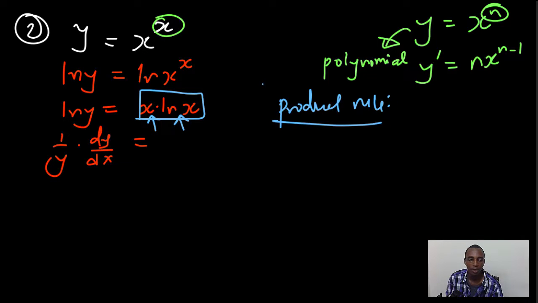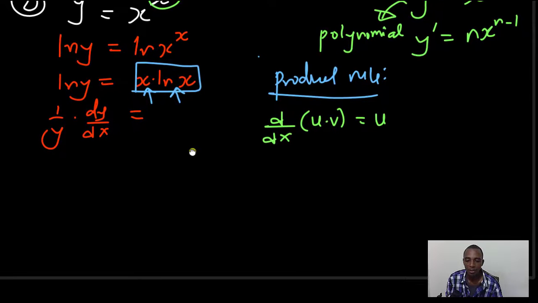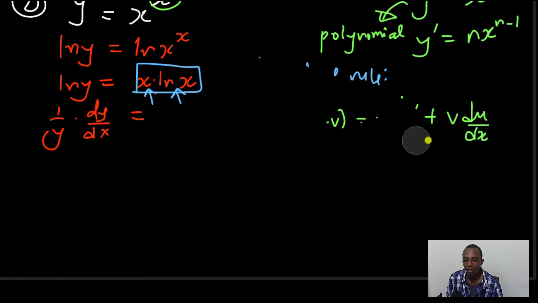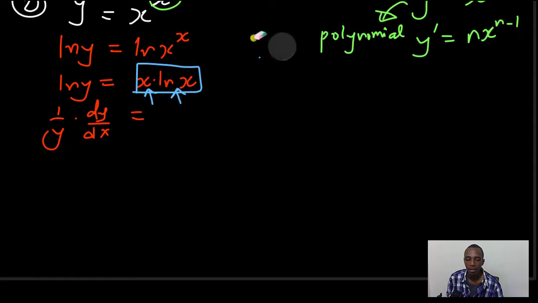So according to the product rule, if you have two functions, u and v, so let's say u and v are functions of x, the derivative of this product is given by u dv dx plus v du dx. So this is what we call the product rule for differentiation. I'll delete this quickly.